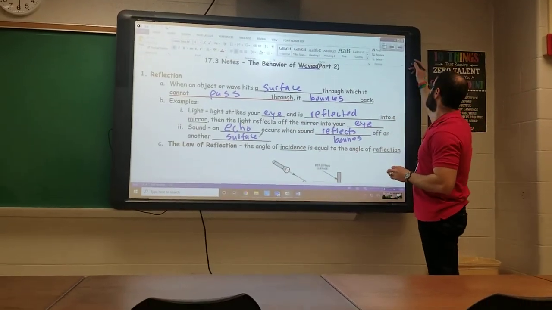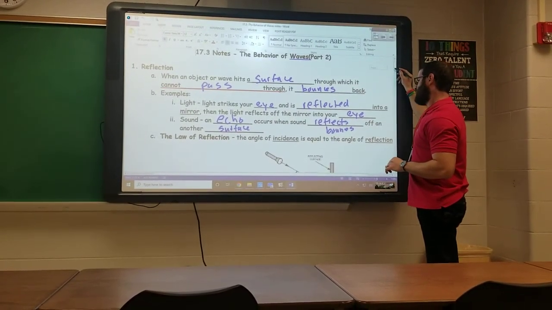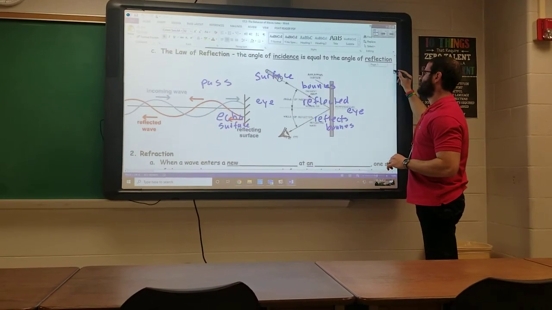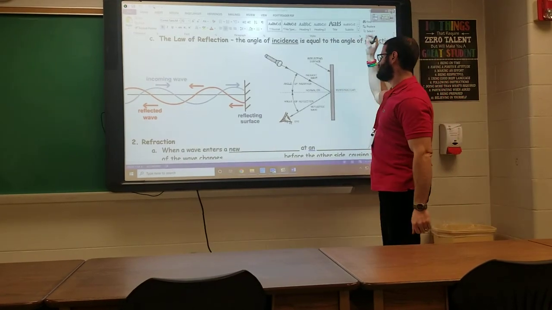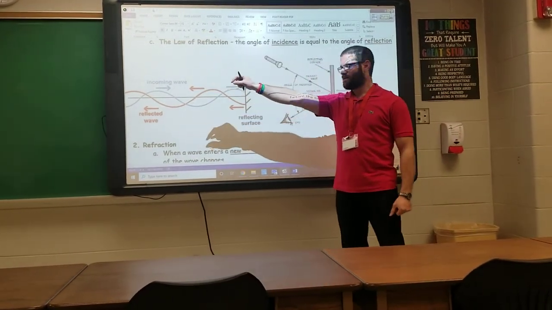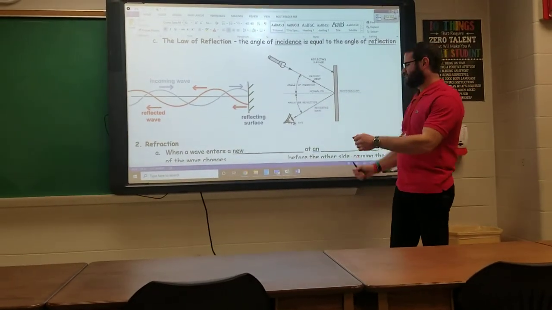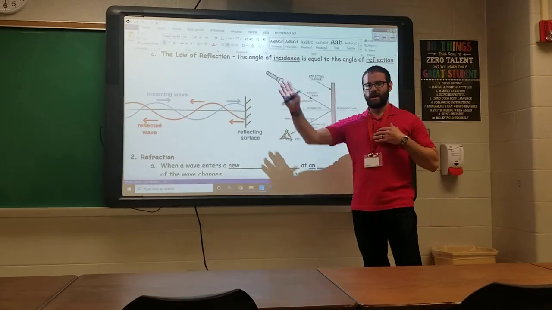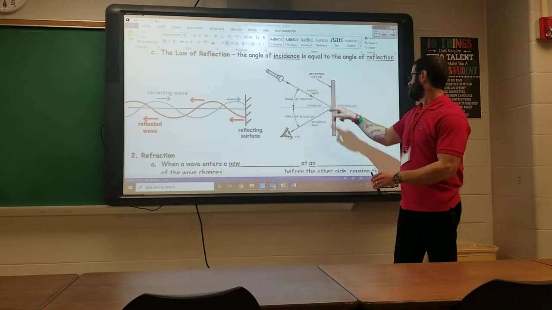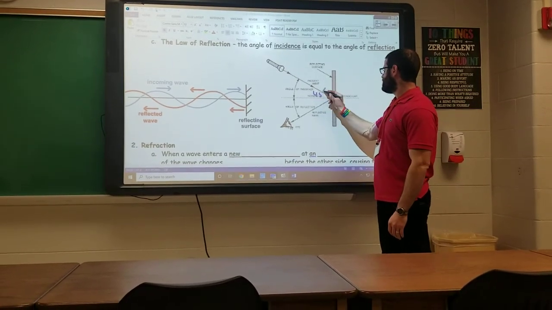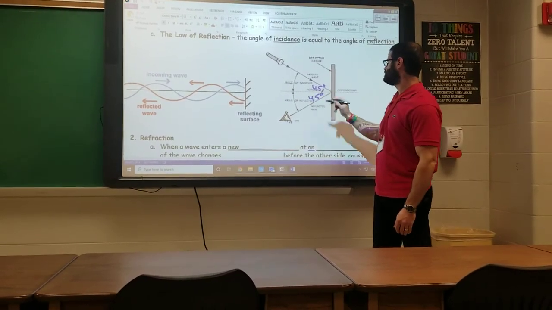All right, so with reflection, the law of reflection says that the angle of incidence is equal to the angle of reflection. The angle of incidence is the angle at which a wave initially strikes a surface. The angle of reflection is the angle at which it is reflected or bounces off, and those two angles are the same. So let's say this light hits the surface, maybe the mirror, at 45 degrees. It's going to reflect at 45 degrees.